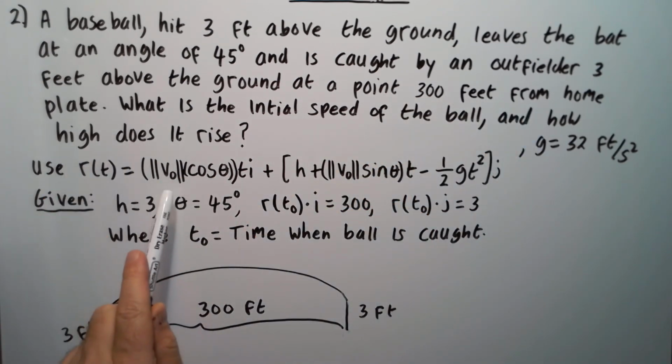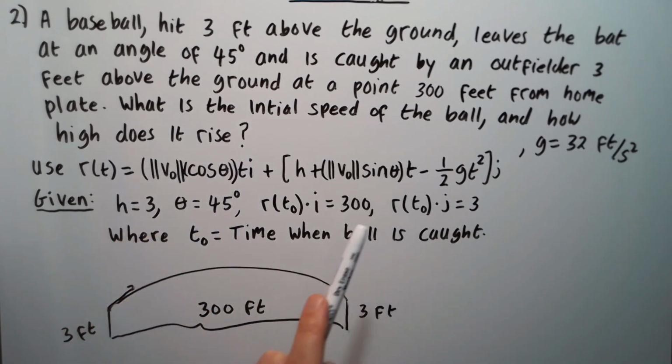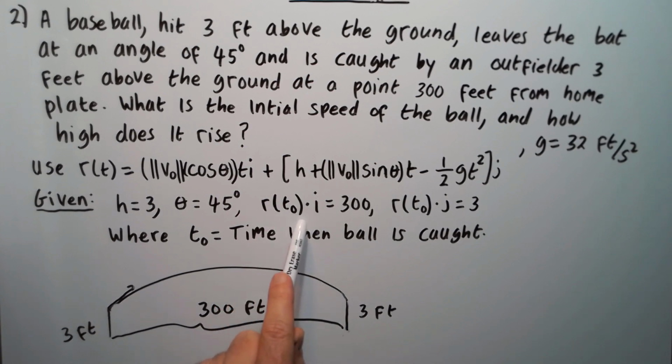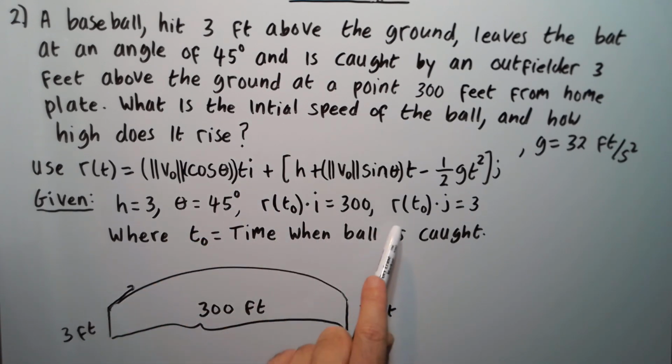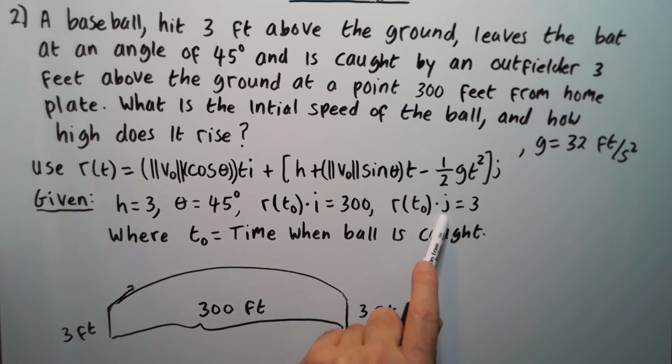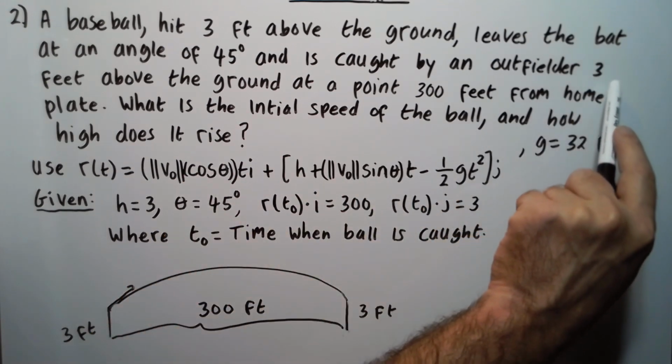So it means the 300 feet would be the x direction, so the i component. So this i component must equal 300. I'm denoting that by r of t0 dotted with i. That would pick up the i component. That needs to be 300. And r of t0 dotted with j, that'd be the j component, would be 3 because it's caught 3 feet above the ground.